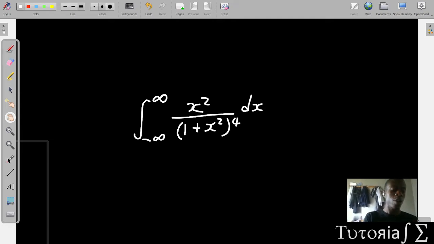In this lesson, we'll be looking at this integral. As you can see, we are integrating from negative infinity to positive infinity of x squared over (x squared plus 1) all raised to power 4 with respect to x.